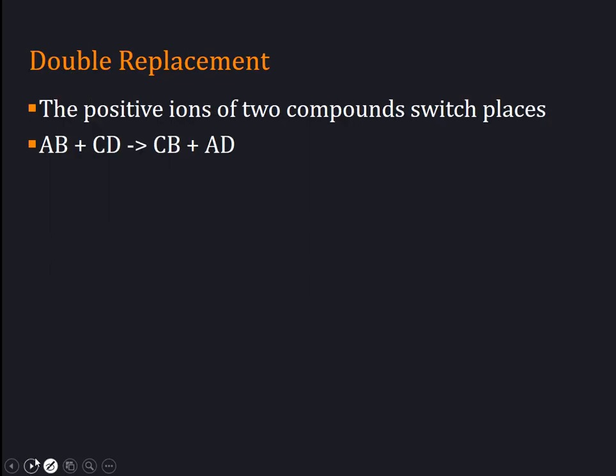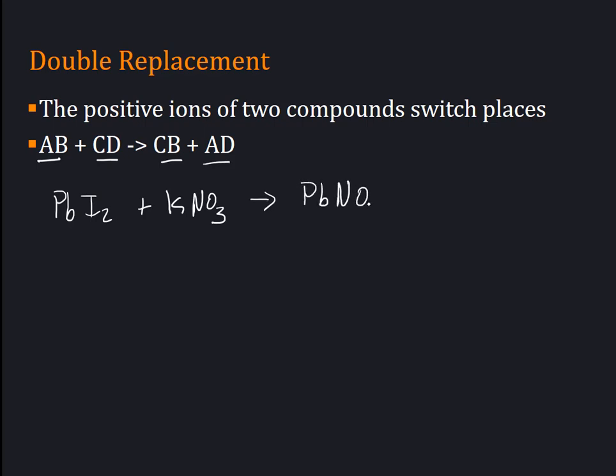Then there's a double replacement reaction, and this is going to be 2 compounds, and you're going to end with 2 compounds, but the 2 compounds will be different. So we could take lead 2 iodide, and we could react it with potassium nitrate, and we might get out of that lead nitrate and potassium iodide. So here we had lead with iodine, and now we have lead with nitrate.